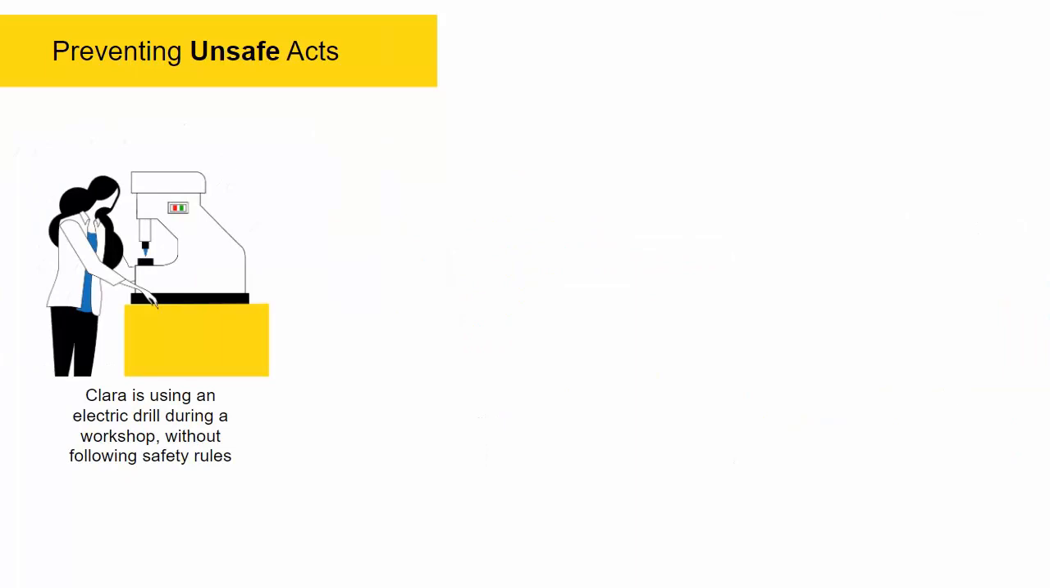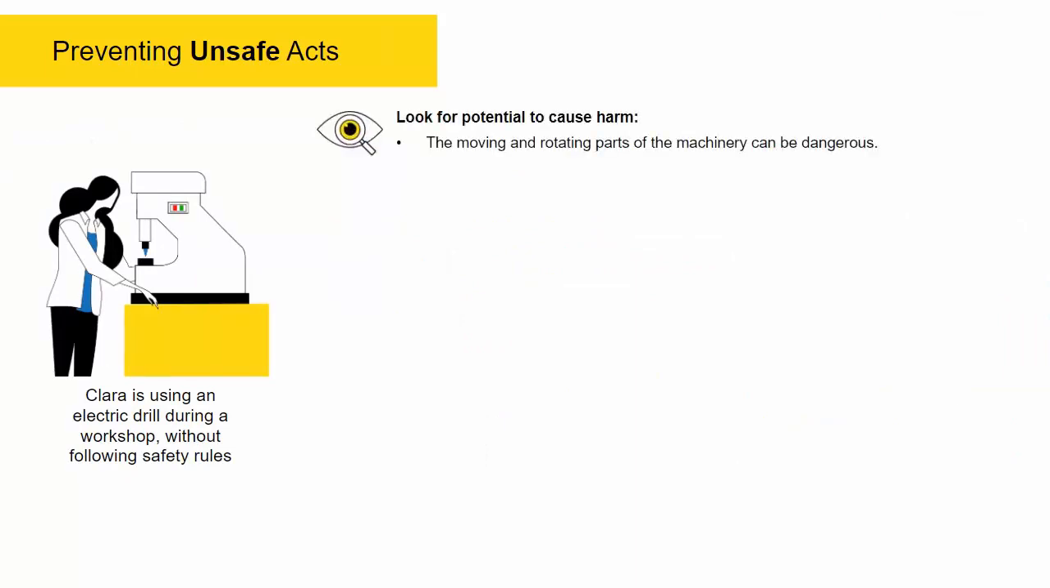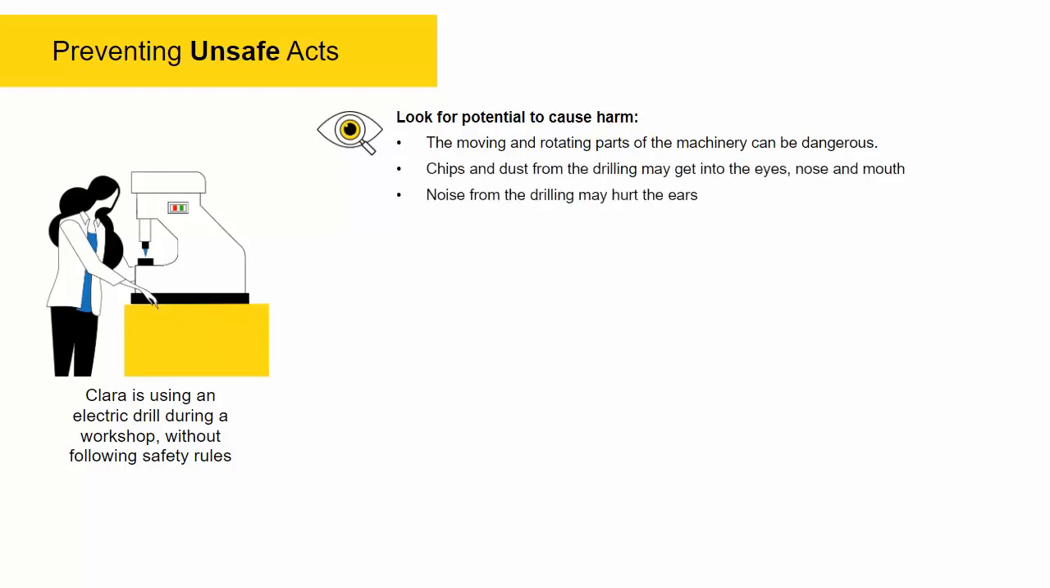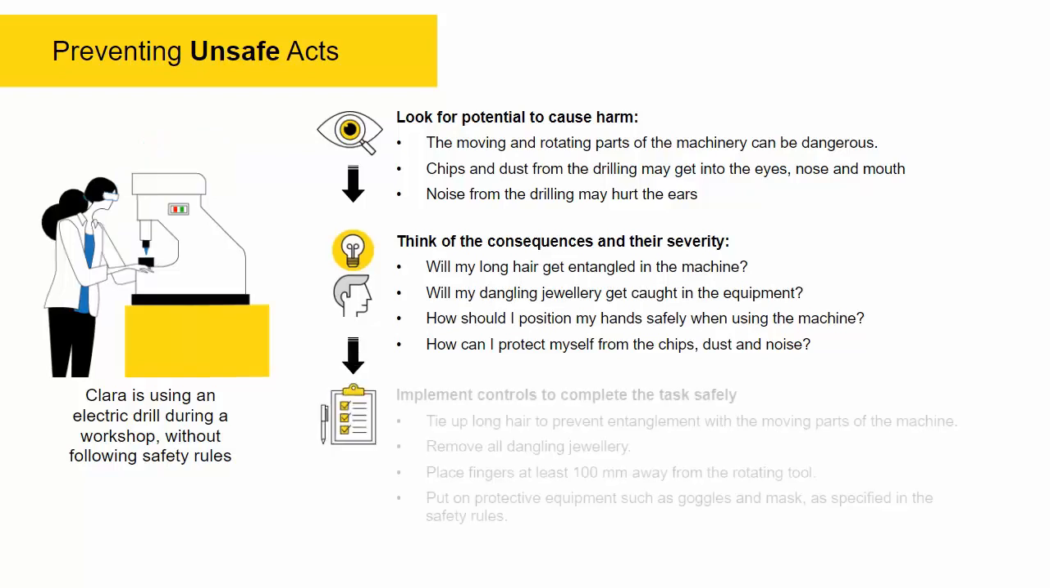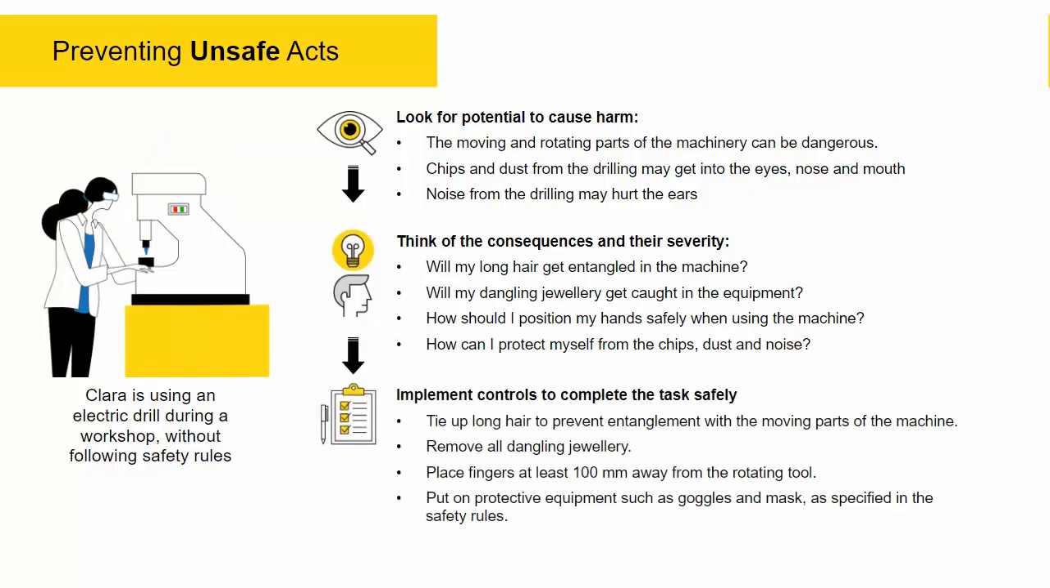In the third example, when working with machinery, Clara must look out for the moving and rotating parts of the drill which could be dangerous. She should also consider how the chips, dust and noise from the drilling process can harm her. She has to think of the consequences if she fails to handle the machine properly or protect herself adequately. Clara should then implement controls that will ensure her safety.